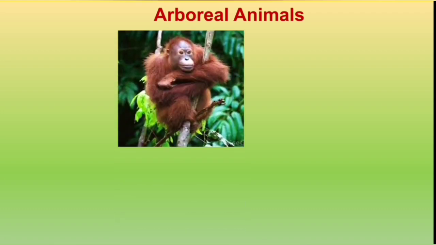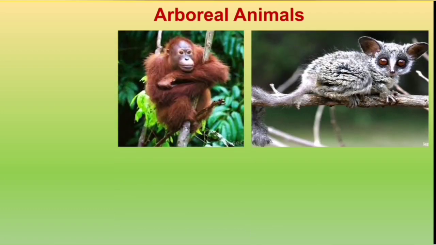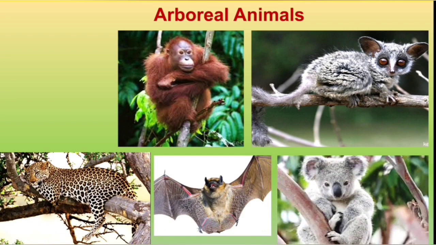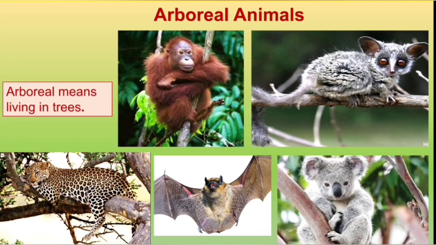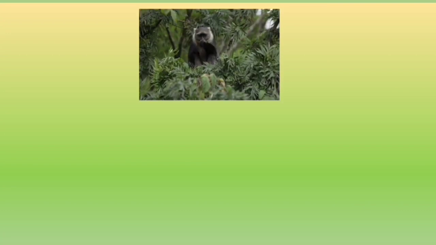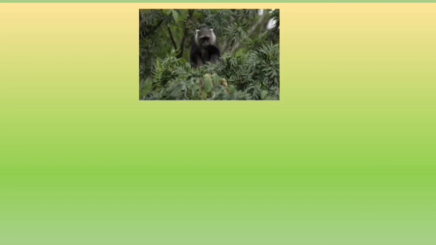Arboreal animals. Animals like the monkey, the galago or the bush baby, the leopard, the bat, and the koala bear all live on trees. Now here you can see the monkey is living on the tree and eating the fruits.